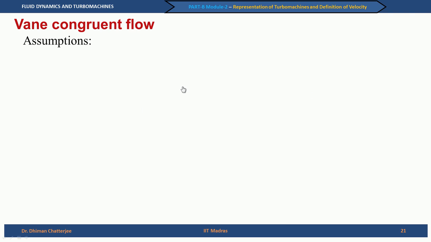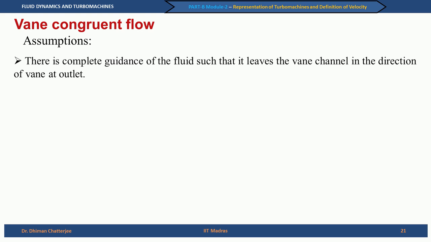So, what are the assumptions under which this idealized condition can be realized? We say that there is a complete guidance of the fluid. Please note the word complete guidance. I will explain it now, of the fluid such that it leaves the vane channel in the direction of the vane at the outlet. Two things are important here.